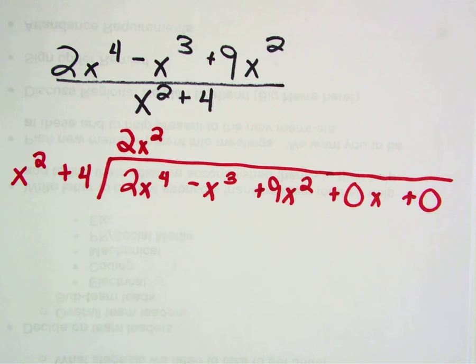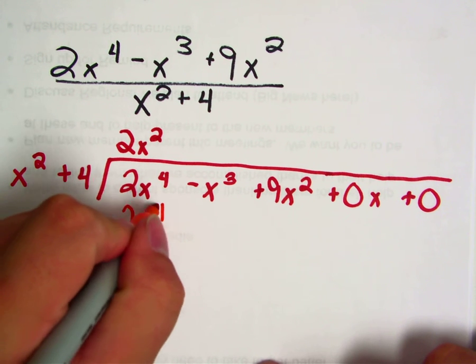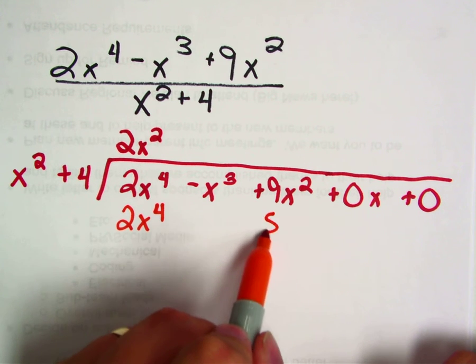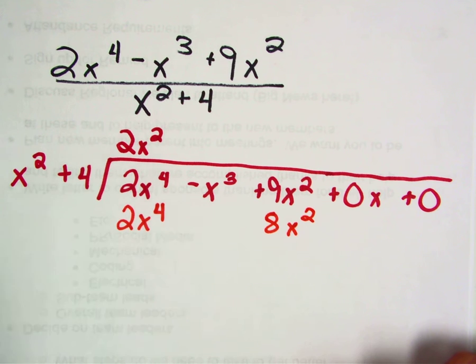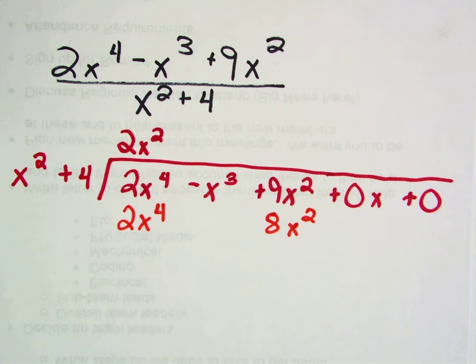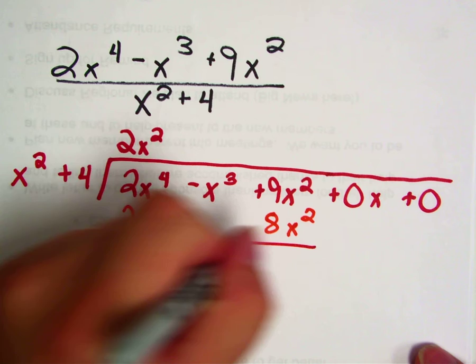So I'll multiply. That gives me 2x to the fourth here. And 2x squared times 4 is going to be 8x squared. I'm going to go ahead and put that over here. I don't have any x to the third terms, and you could put a 0x cubed in there if you wanted to, but we don't really need to. Just make sure you're lining up your terms just like you do any other time.